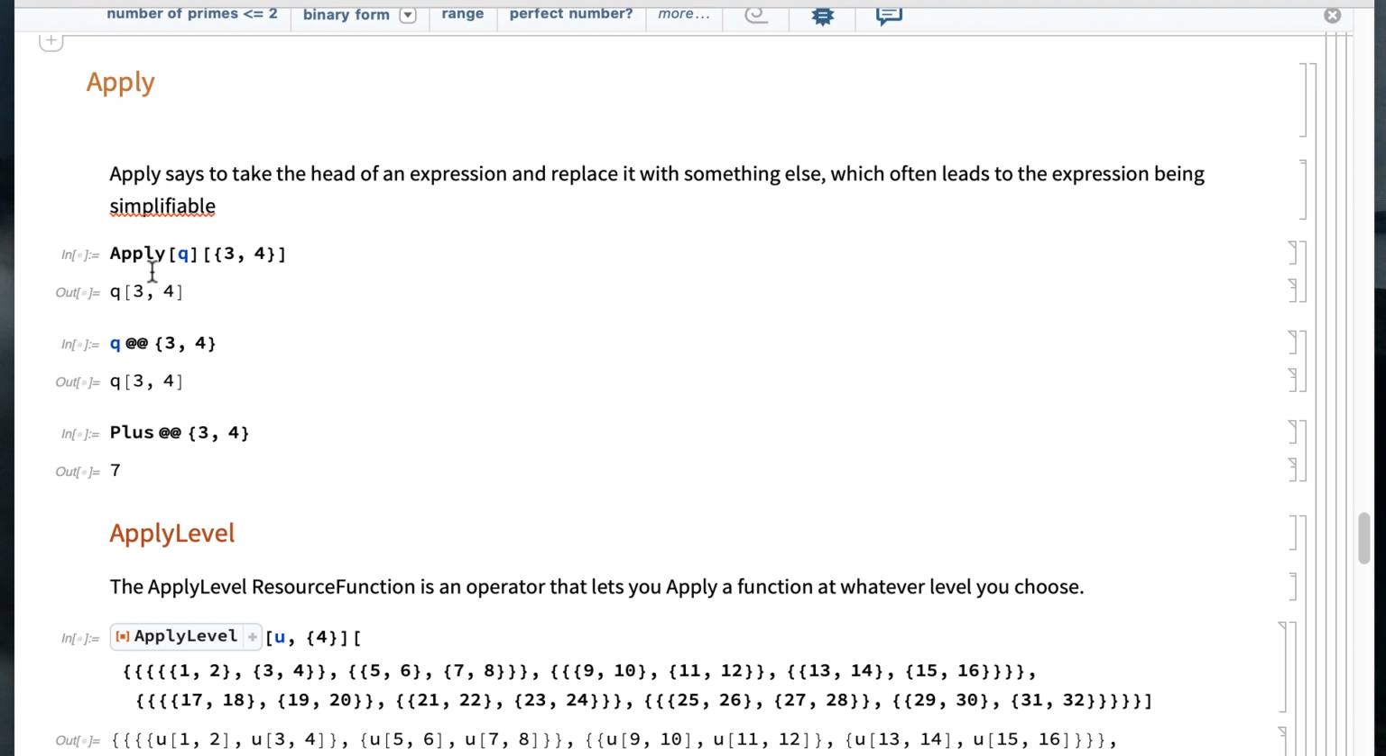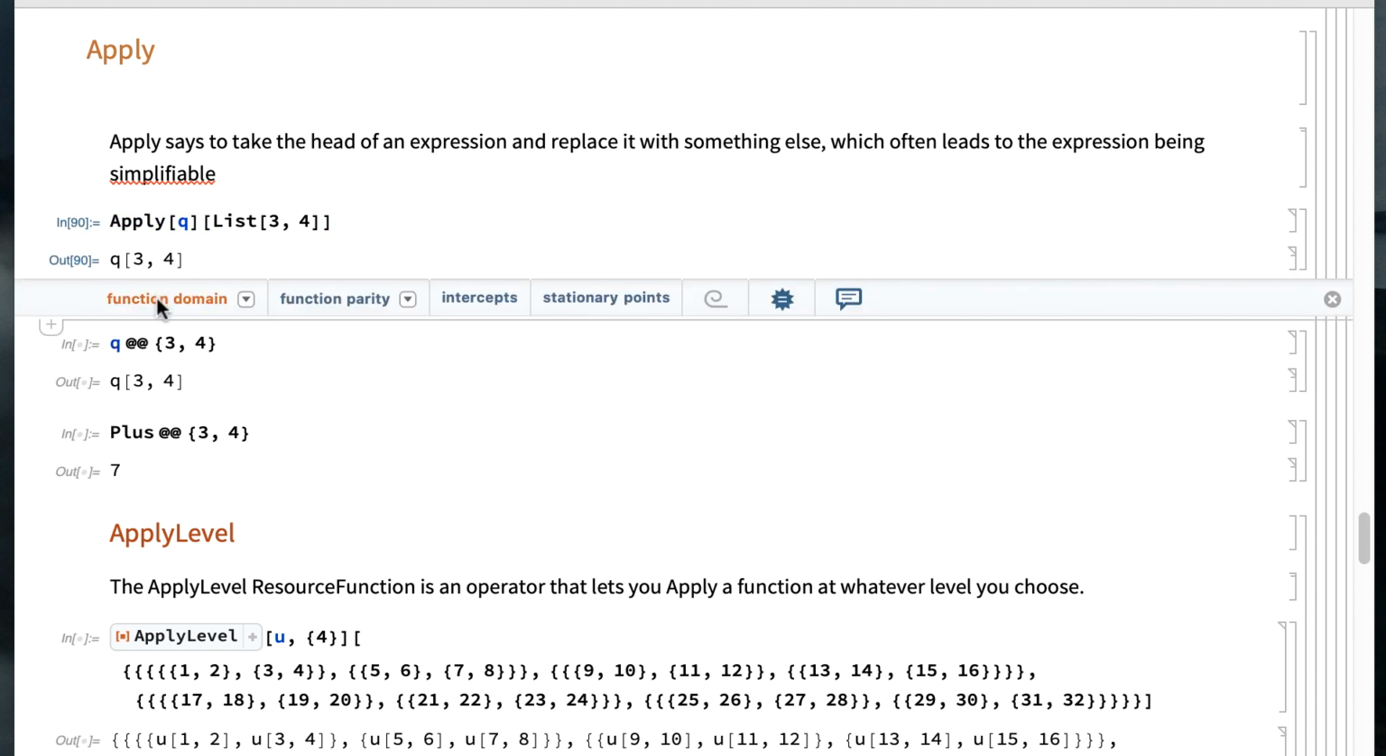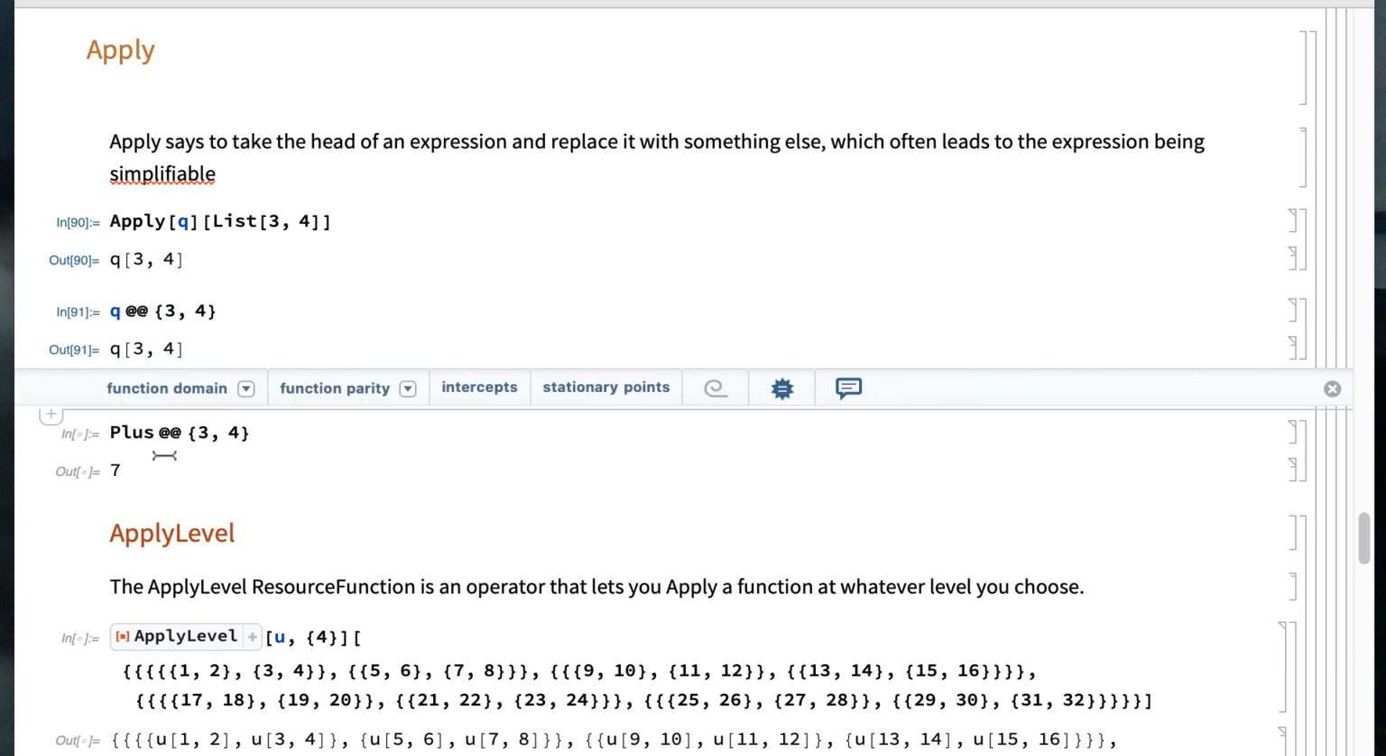Apply says, look, you've got an expression, it's got a head. Here, the head of this list is actually list. Maybe I should have written it this way. And it's going to say, plug in, instead of having list be the head, override it, make Q the head. So if I do that, it now says Q of 3 and 4. And the short form, which is @@, is the short way of writing apply.